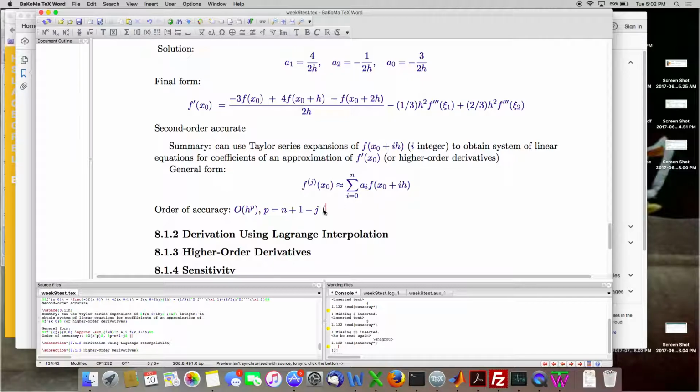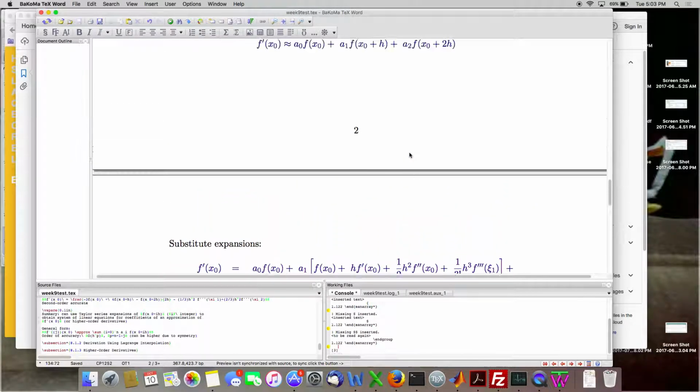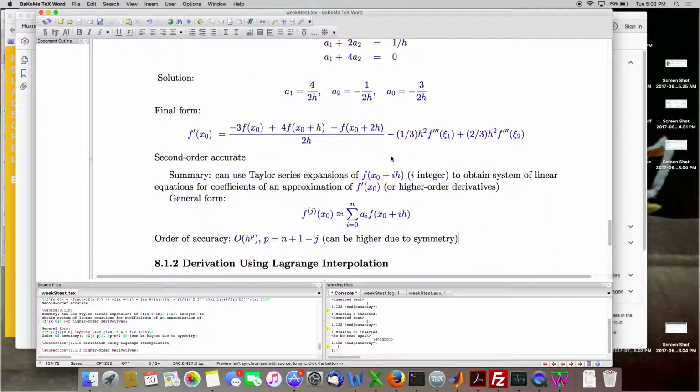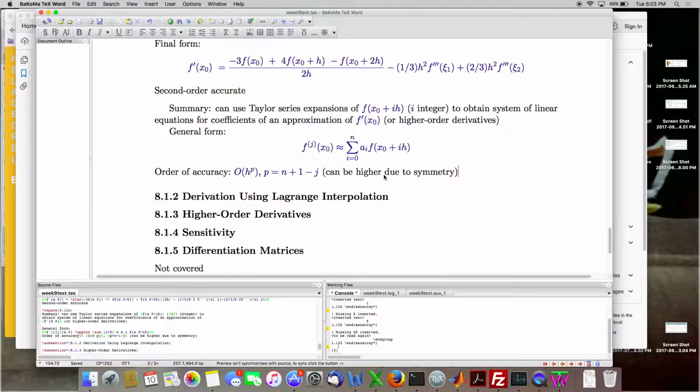Now, I want to point out that it can be higher due to symmetry. An example of that is this approximation of a second derivative that I have up here. We have 3 points, so n is equal to 2, because it's n plus 1 points. Then you subtract off 2 because you want the second derivative. That would suggest that this rule is first order accurate, but it's actually second order accurate. So if there's some nice cancellation due to using symmetric differences, you can get a higher order of accuracy, maybe at most 1 higher, but that's about it.